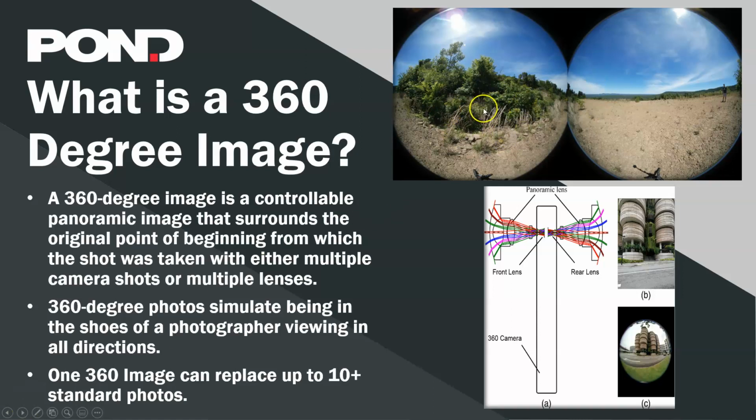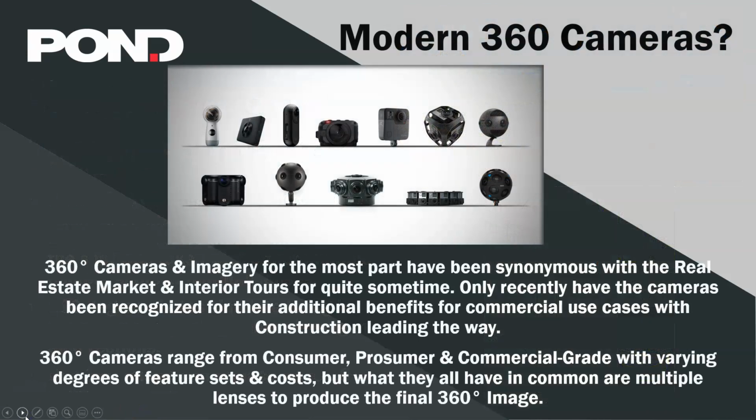Here we have a raw 360 image from a consumer prosumer camera which has two lenses. These are the two fisheye raw photos that the lenses take. 360 cameras and imagery for the most part have been synonymous with the real estate market and interior tours for quite some time. Only recently have the cameras been recognized for additional benefits for commercial use cases, and we are seeing the construction industry leading the way here.